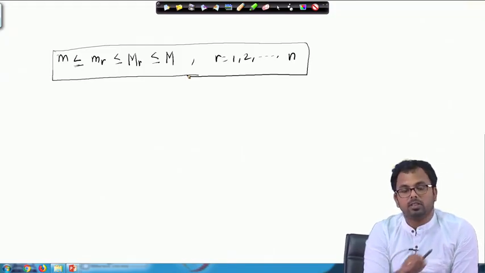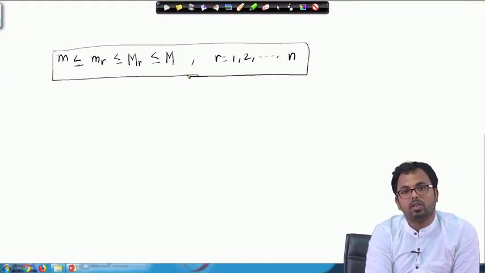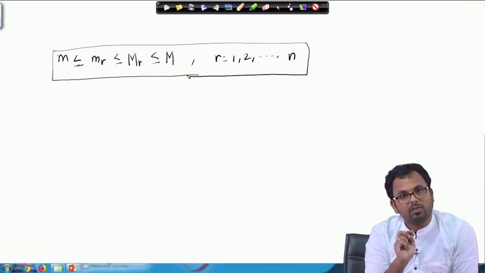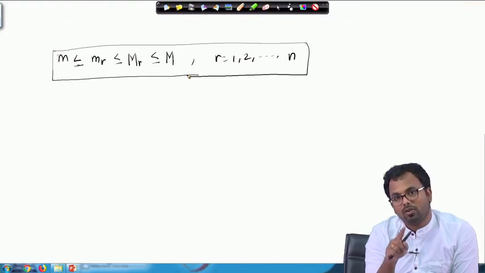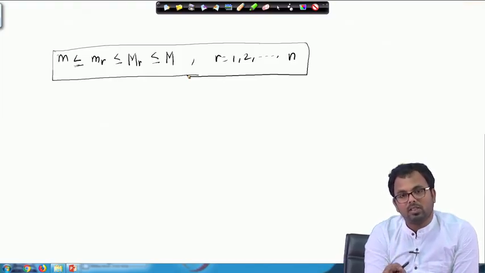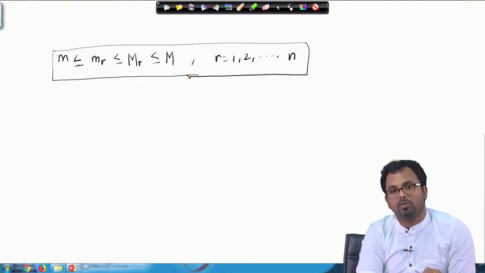and this relation says that the lower bound m of the function f on the closed interval a comma b is less than or equal to the lower bound of f on all the subintervals, which is less than or equal to the upper bound of f on all the subintervals, which is less than or equal to the upper bound of f on the whole interval a comma b, for r running from 1 to n.